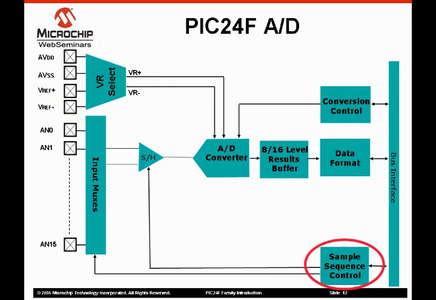The A to D allows the user to establish a predefined scan pattern. Finally, the conversions can be triggered by a timer compare, a PWM, or an external interrupt. In summary, the PIC24F's 10-bit ADC is designed to be fast, flexible, and friendly to low-power environments.